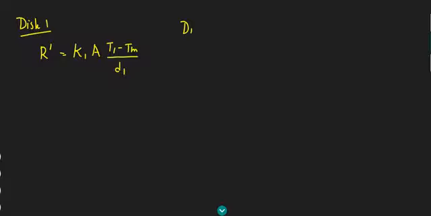Now for disk 2, I'm going to write down the same equation. This time the rate of heat flow would be the same. It is steady state, so the heat going into the system is the same as the heat flowing out of this bimetallic disk. So I have R prime equals K2, because disk 2 is made out of a different material. The cross section is the same because the radius is the same. Now comes the temperature gradient. This time it would be Tm minus T2 divided by the thickness, which would be D2.